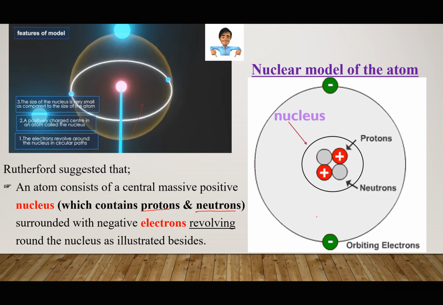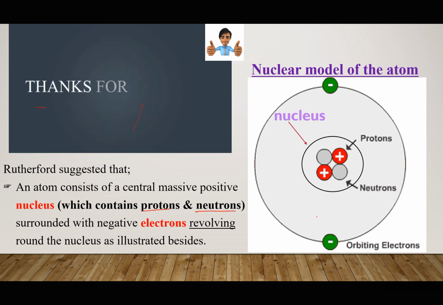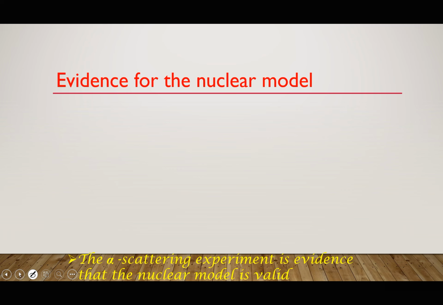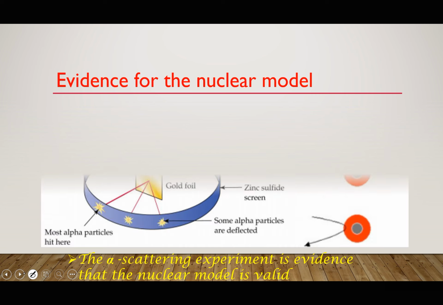They are moving around the nucleus in certain orbits, which were later described by Niels Bohr's model, which you'll explore in quantum physics. In quantum physics, you'll explore Bohr's model and explain the orbits in which the electrons revolve. But for now, we shall concentrate on Rutherford's model, and the evidence of Rutherford's model.